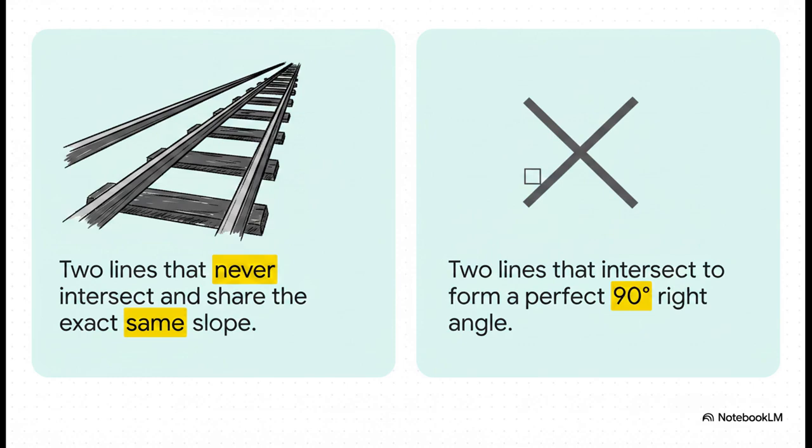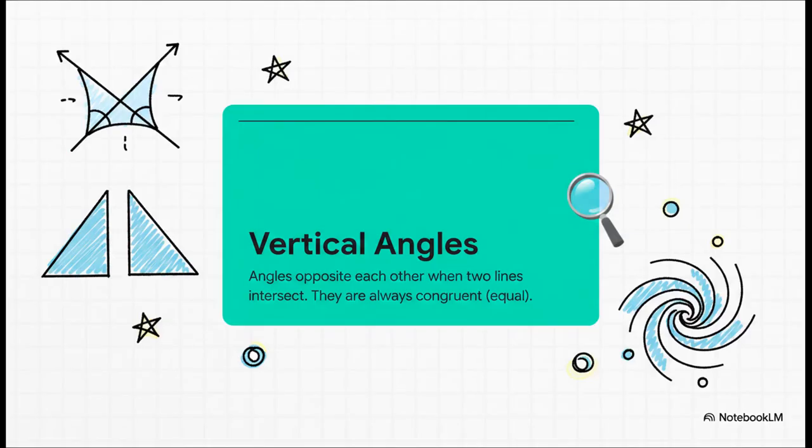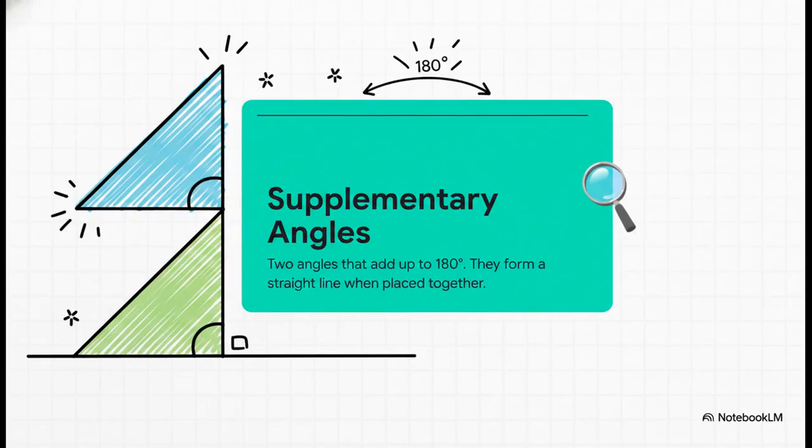Now, here is our first big rule for angles. Whenever two lines cross, they create something called vertical angles. These are the angles that are directly across from each other, in that V shape. And the rule is simple. They are always congruent, which is just a fancy geometry word for equal. Always.